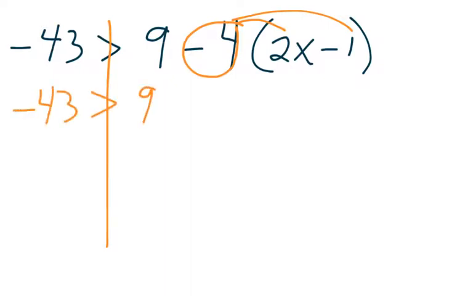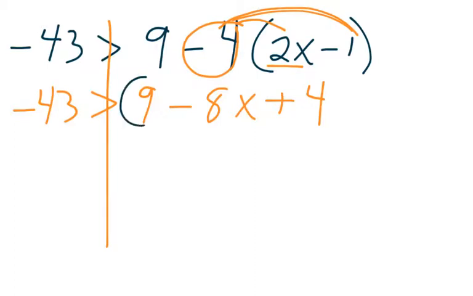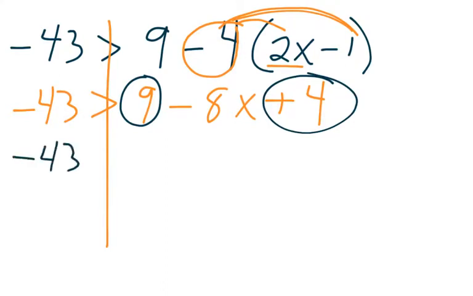And negative 4 times 2x is negative 8x. Negative 4 times a negative 1 is a positive 4. Now we can add the like terms up. We have a positive 9 and a positive 4. Those two combine to be positive 13.